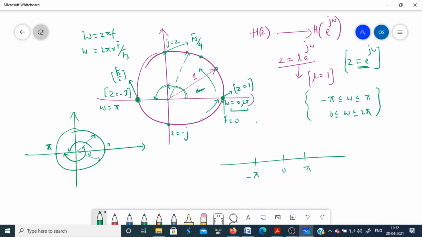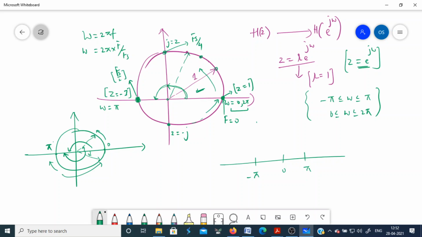In terms of omega, it goes from 0 to pi, then pi to 2 pi, or it goes from 0 to pi or 0 to minus pi, whatever it is. But generally we have the frequency in hertz. So to locate that frequency in hertz on this unit circle, you simply divide it by the sampling frequency.